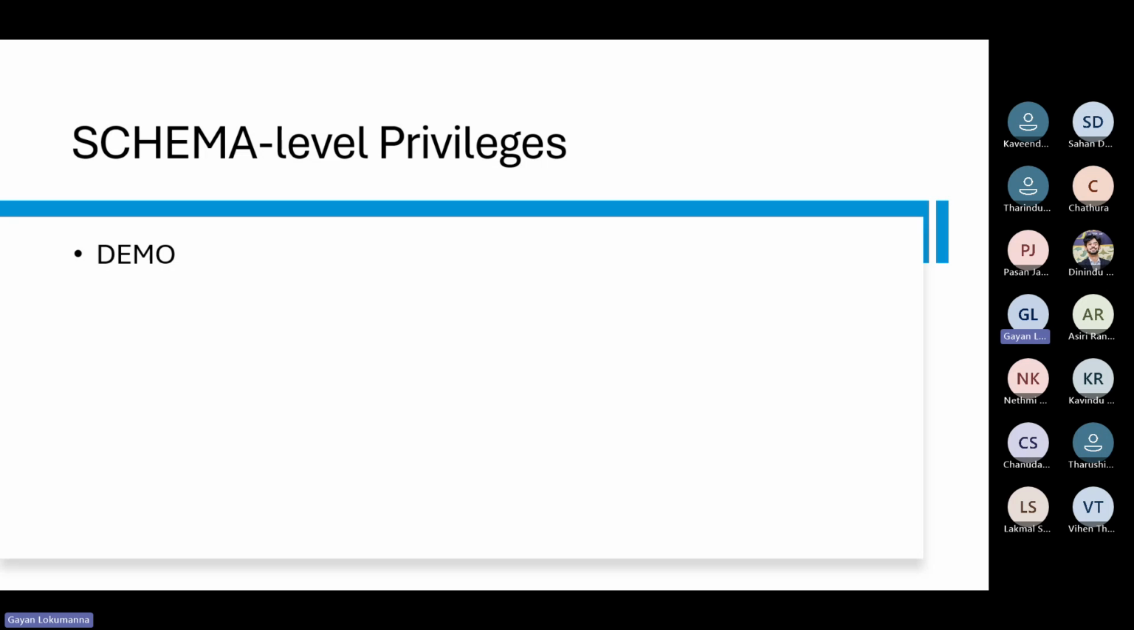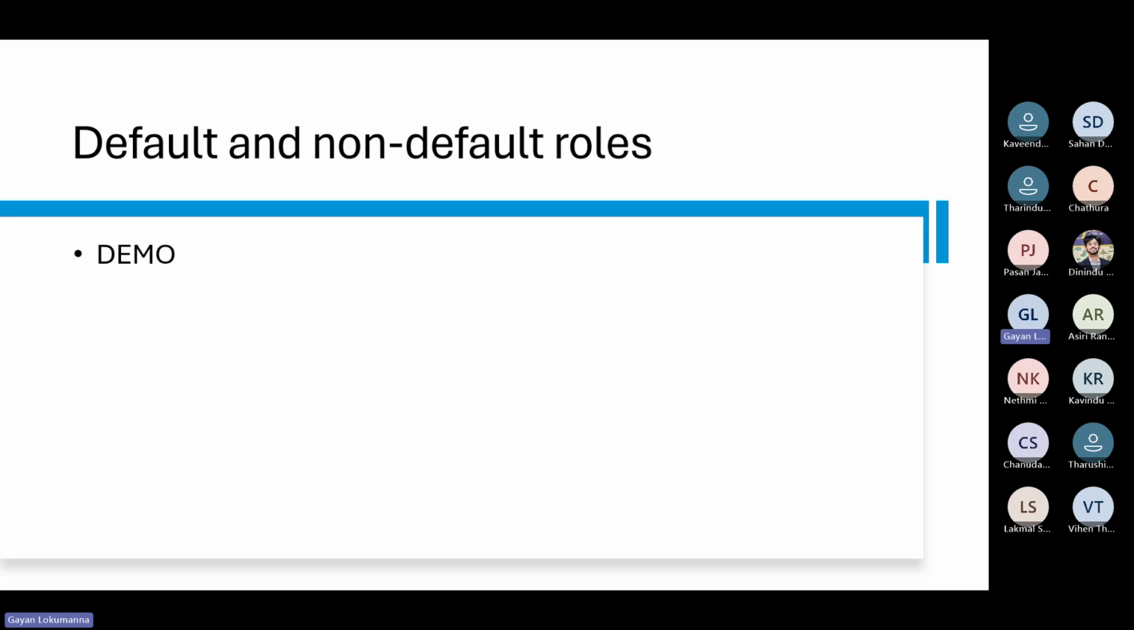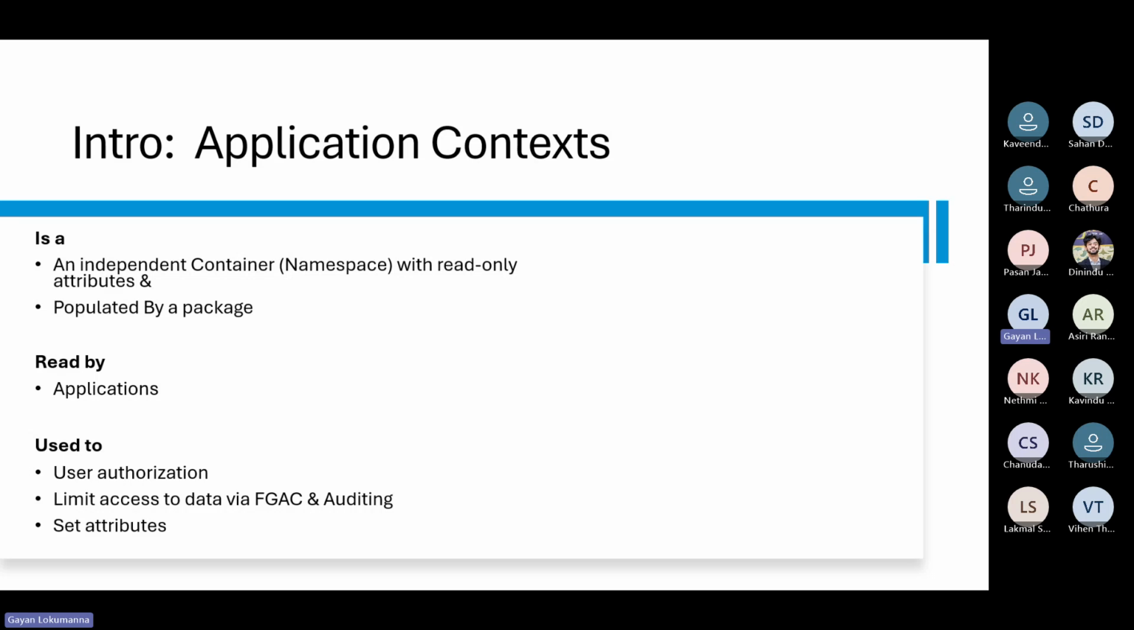Then we came to understand schema privileges. So you can now give schema level privileges rather than going into individual objects. Then we talked about default and non-default roles. We had a demonstration also on that. And then we discussed what an application context is. I told you it's a namespace, and it has read-only data, so the values are not going to be amended. You can just populate them. And then it can only be populated through a package. So that's why, when we are creating an application context, we need to specify a package name as well.